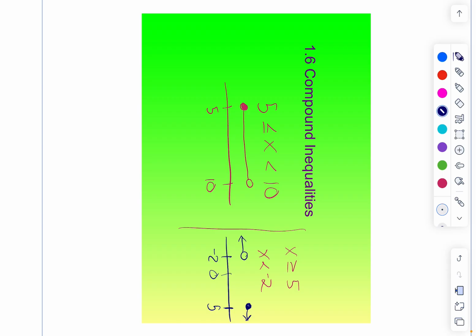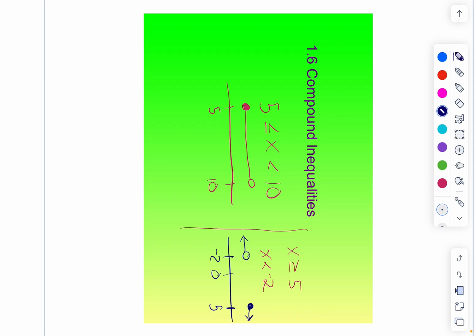That our solution may end up saying, hey, it's all values in between here, or it's all values outside of here, which is the second case. Everybody kind of seeing the difference in what we might have? Okay? Both of these come up in real life, by the way.